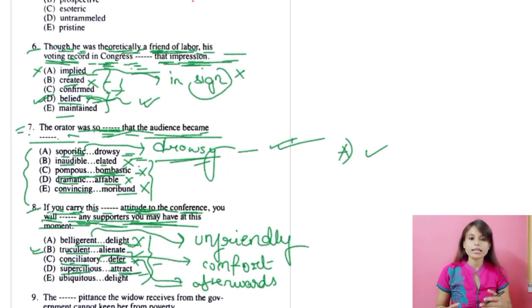Rather, you will lose their support. So you will definitely not attract them. So this is not making any sense. This is wrong. What about the last one, ubiquitous and delight?